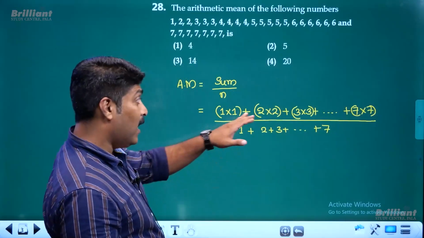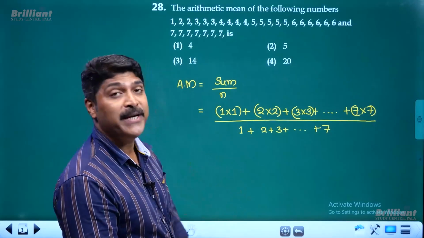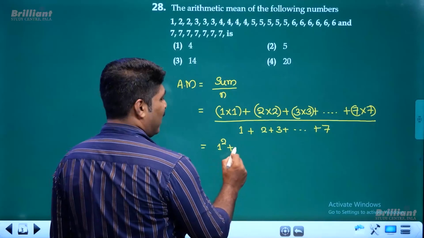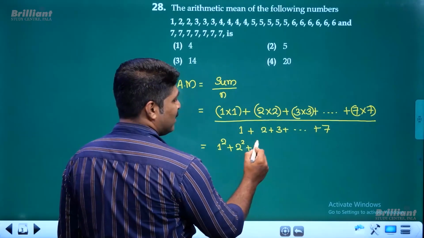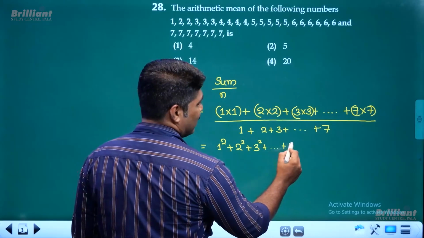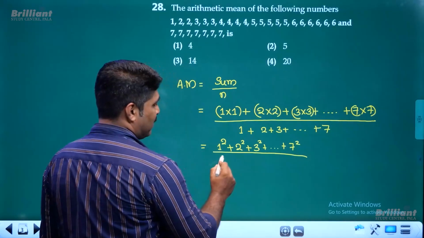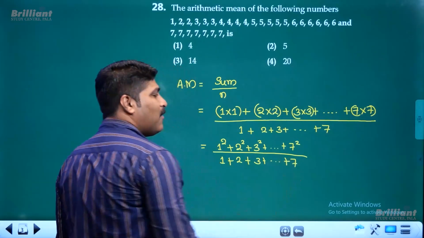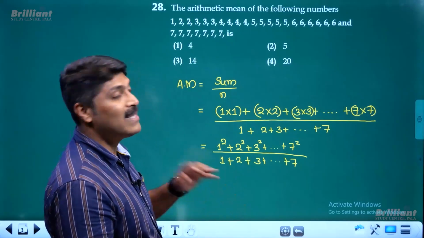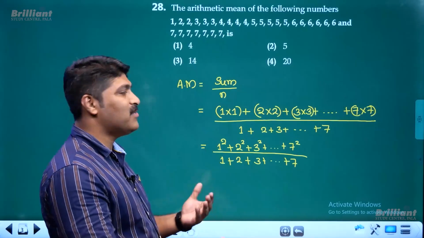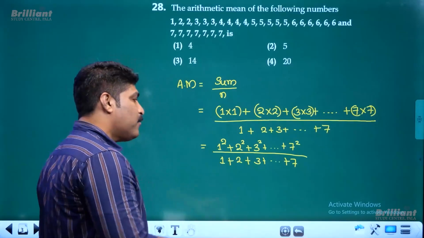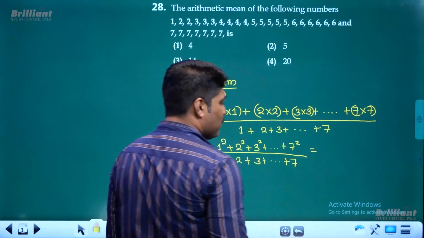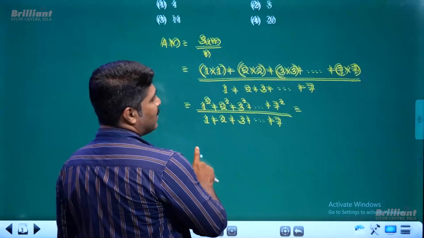Now we know that the numerator is the sum of the squares. Got it? So we can write it like this. This is 1 square and 2 square, 3 square, etc. 7 square. And the denominator, that's simply the sum of the natural numbers up to 7. How to find it? Here we have to consider the result. How to find the sum of the first n natural squares and how to find the sum of the first n natural numbers. So for the sum of the first n natural squares, we can directly apply the result here.